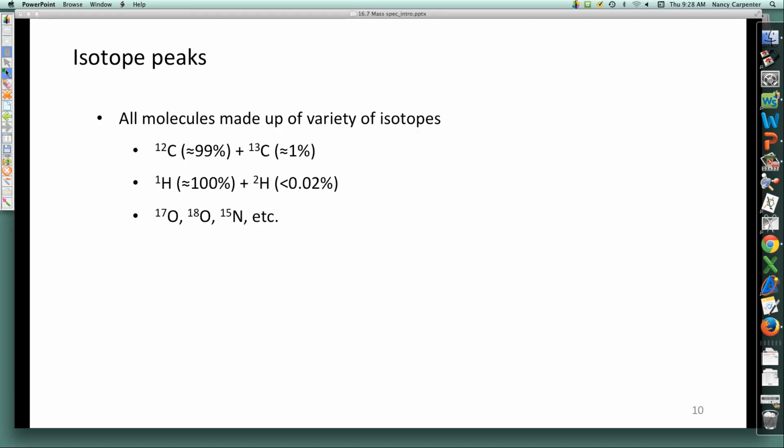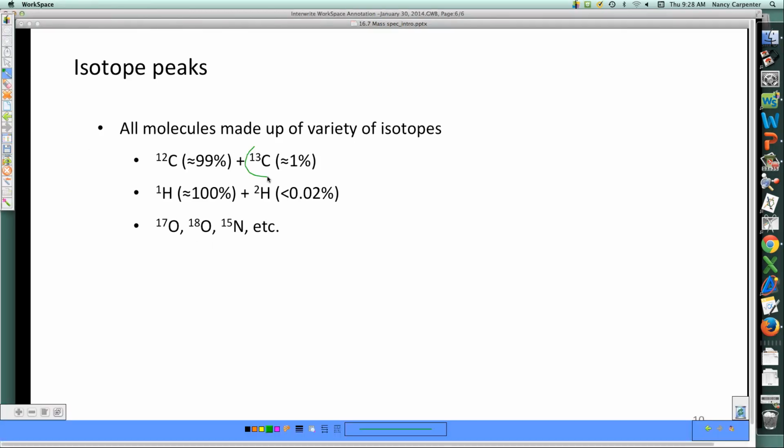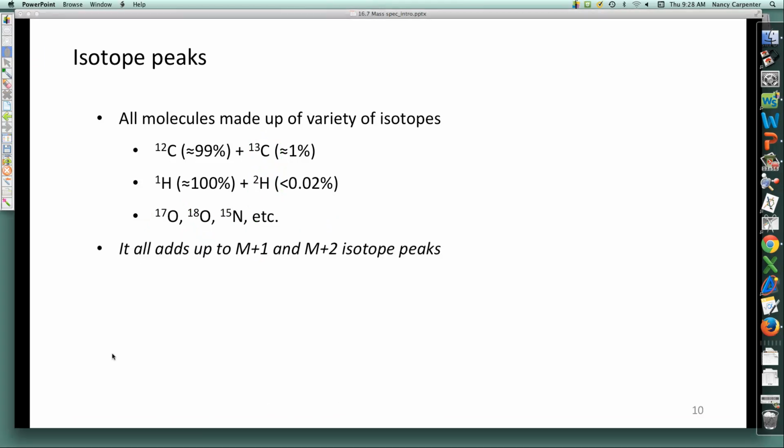So, it should be clear that this guy, and this guy, and this guy, and this guy, for example, would contribute to an M+1 isotope peak. This guy to an M+2 isotope peak. And anything beyond that is astronomically, vanishingly small. So we will always have M+1 and M+2 isotope peaks.